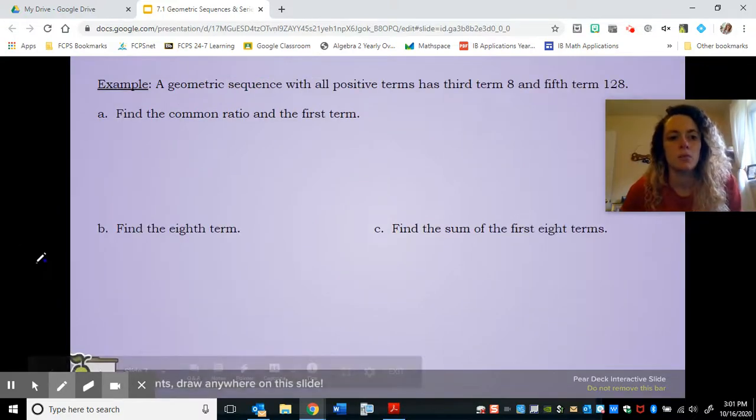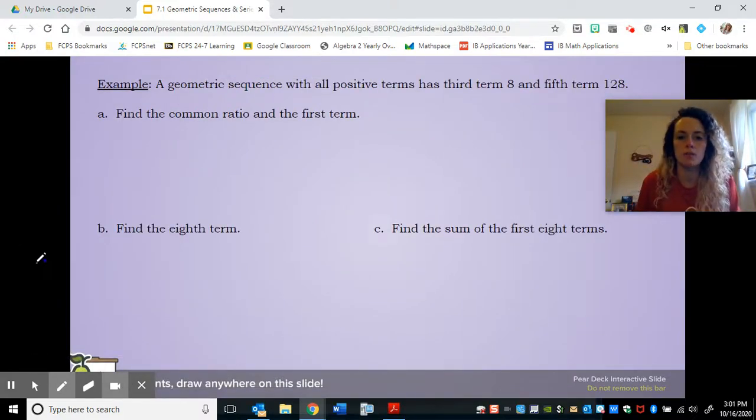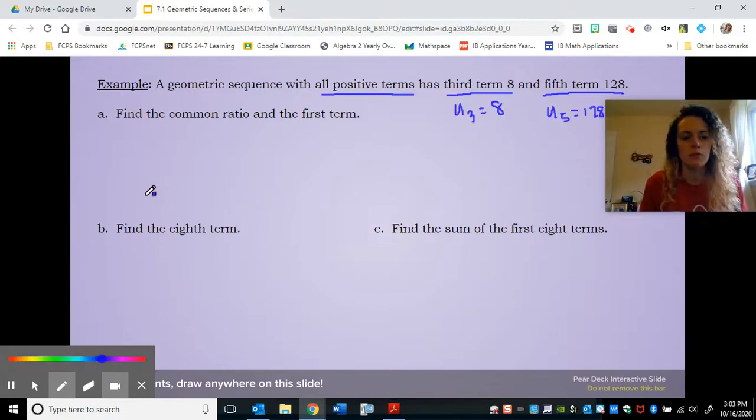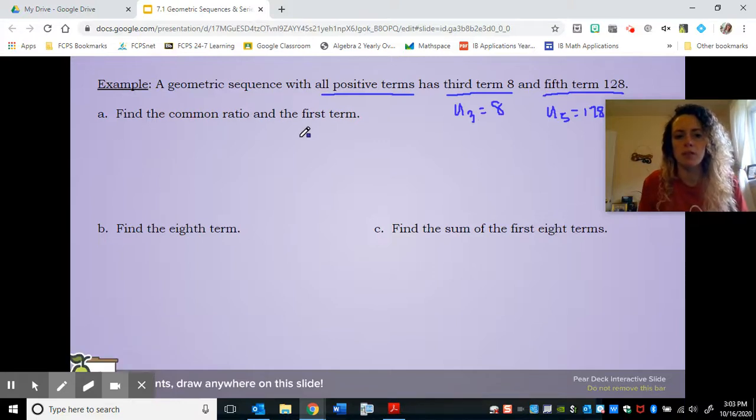All right, in our next example, we have a geometric sequence with all positive terms. I feel like that's important, so I'm going to go ahead and underline that. It has a third term of 8 and a fifth term of 128. So I'm going to rewrite those just using our u sub blank, just so that it makes a little more sense maybe. So I have u sub 3, meaning my third term equaling 8, and my fifth term u sub 5 equaling 128. We are first asked to find the common ratio and the first term.